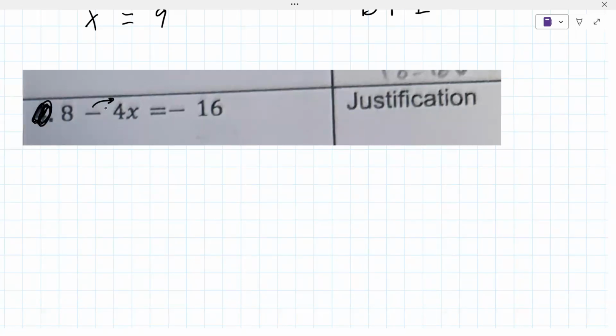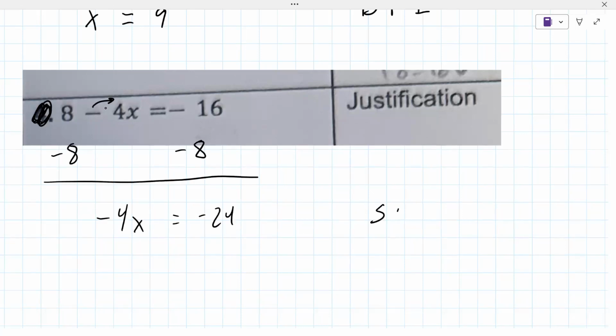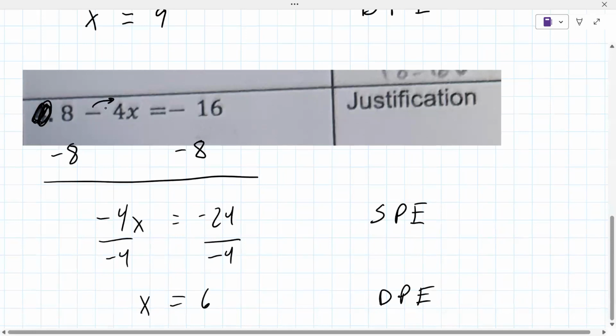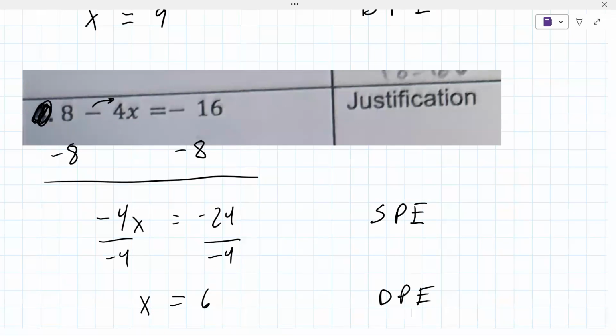So what's your final answer? x equals 6. Okay, so we're going to subtract 8 from both sides. Negative 4x equals minus 24. Subtraction property of equality. Divide by negative 4. x equals 6. That's division property of equality. Yep.